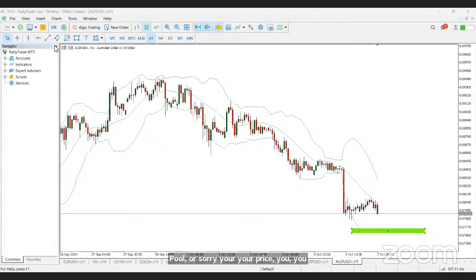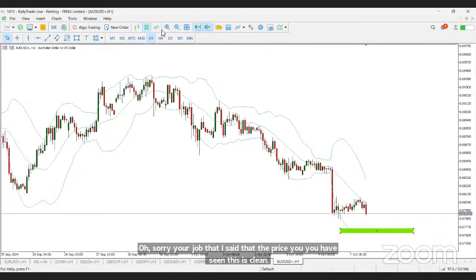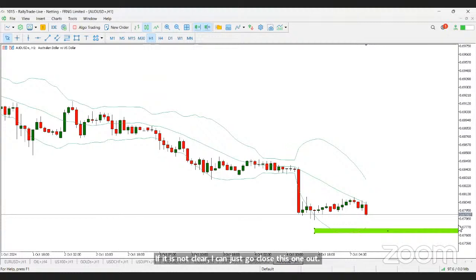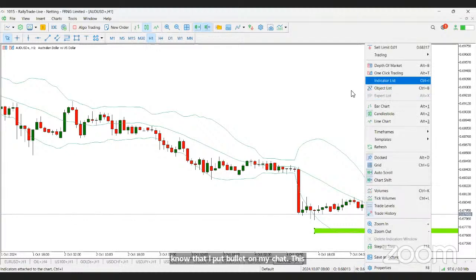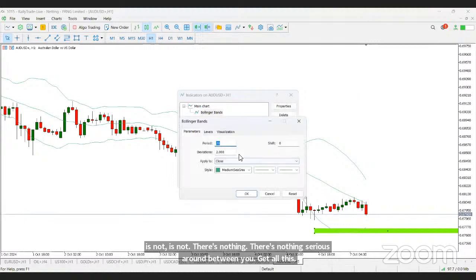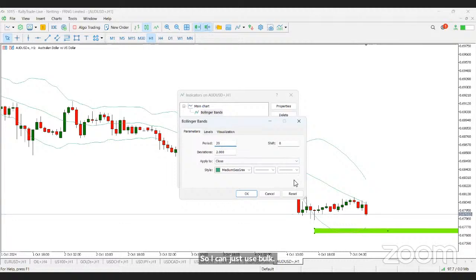If it is not clean enough, I can just close this one and zoom in a little bit. So now that you have seen the way the price is, and you know that I put Bollinger Band on my chart. This Bollinger Band is default value. There's nothing serious around the indicator list. You can see that the settings are the same as the ones that come originally default with MT4, or MT5, so you're not changing any value.